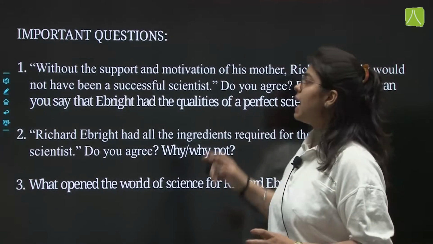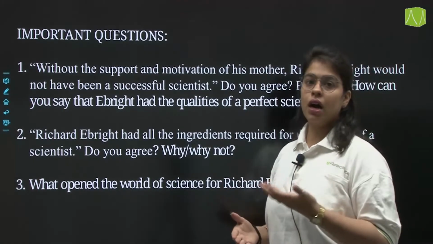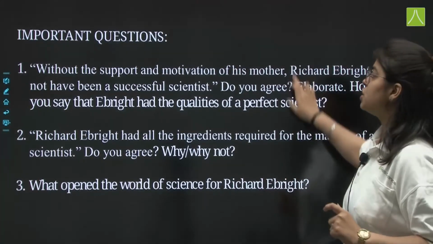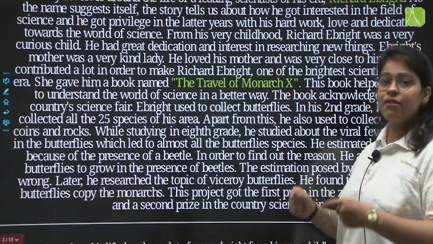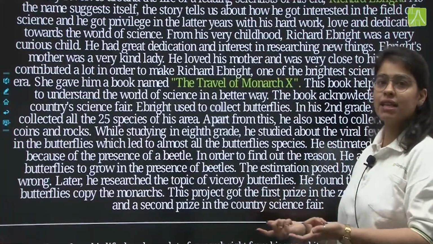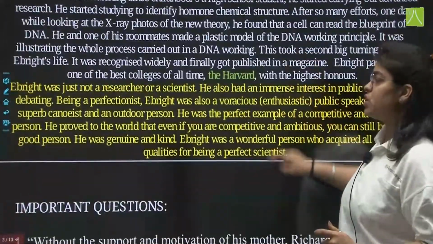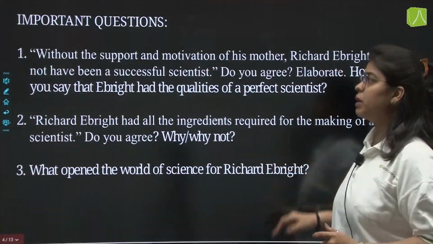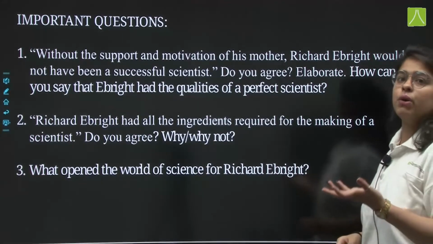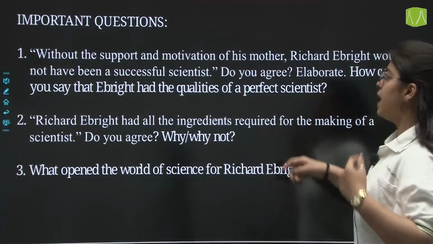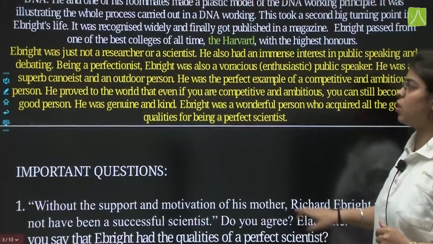The first one says that his mother was very important for him to make him a perfect scientist. Why? Because she was the one who brought him The Travels of Monarchs, and from here his vision towards science, his vision towards new research, developed and changed. Therefore it was very important because she used to bring him telescopes and all the things of science that were important to him. Then can you say that he had the qualities of a perfect scientist that we already saw here?